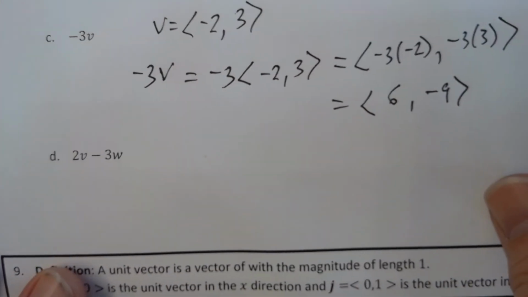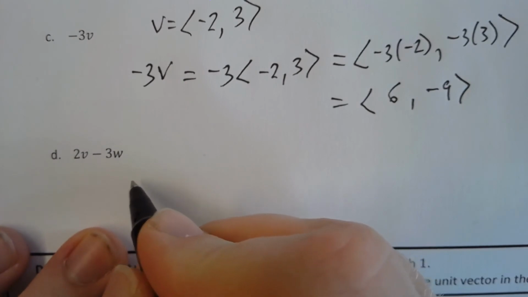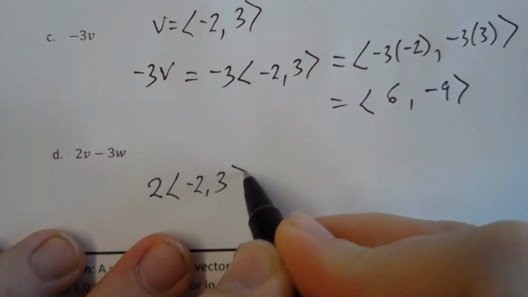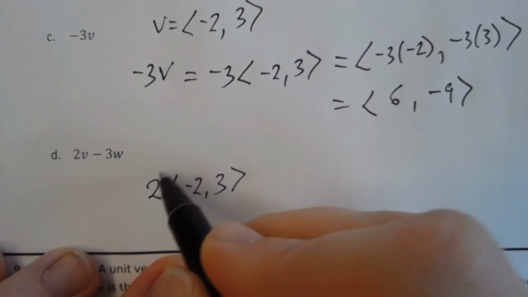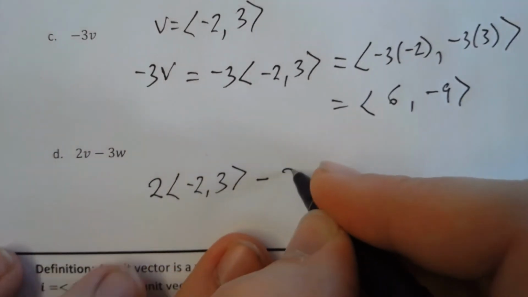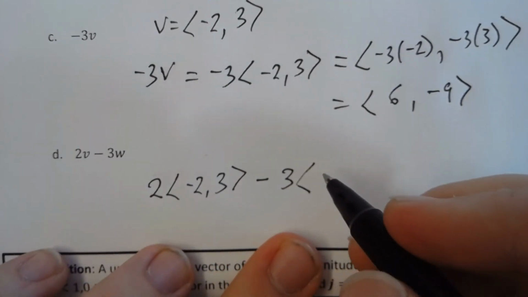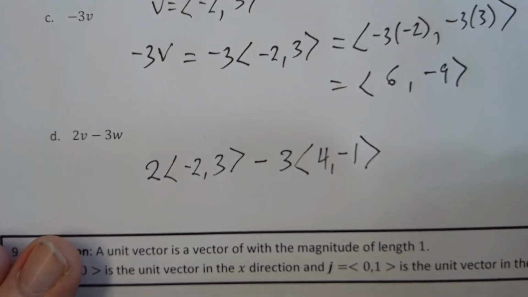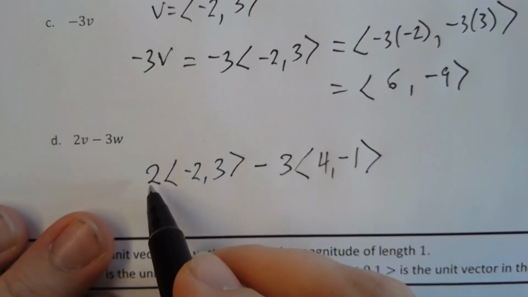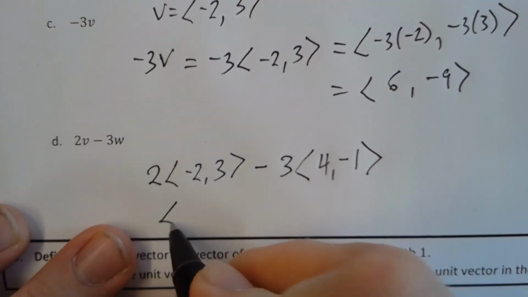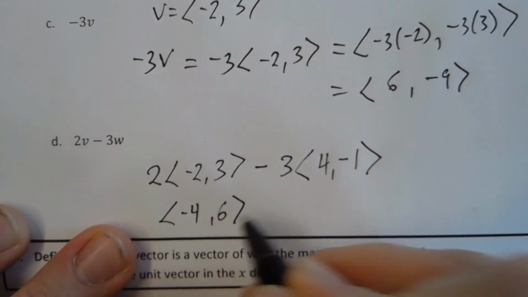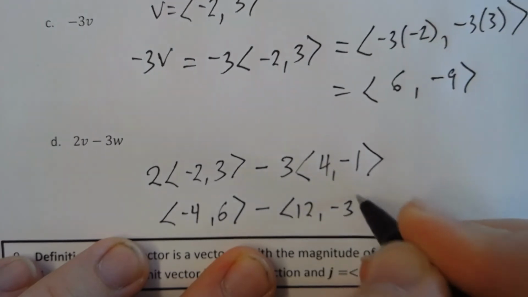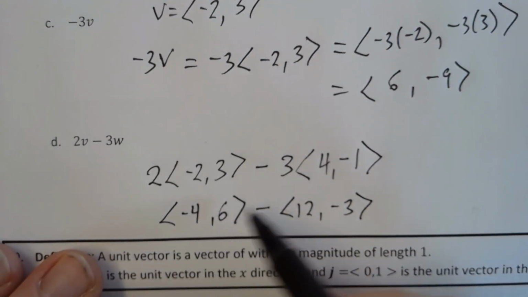In completing letter D, you're simply doing all of those pieces together. So I'm going to have 2 times my v, so negative 2 comma 3, multiplied by the scalar 2, that 2 is going to distribute in, minus 3 times my w vector being 4 comma negative 1. So in combining these two vectors together with their scalars appropriately, the 2 is going to distribute into both these pieces, giving me negative 4 comma 6, minus, I'm going to distribute the 3 in, giving me 12 comma negative 3. And then I'm going to have to make sure that I'm subtracting these coordinates.